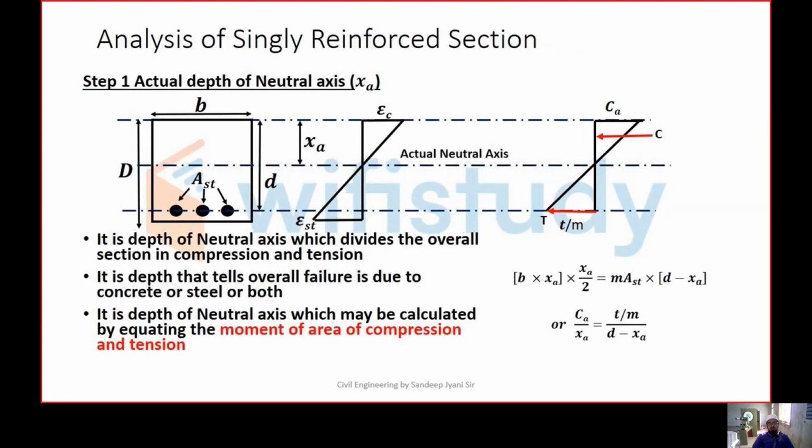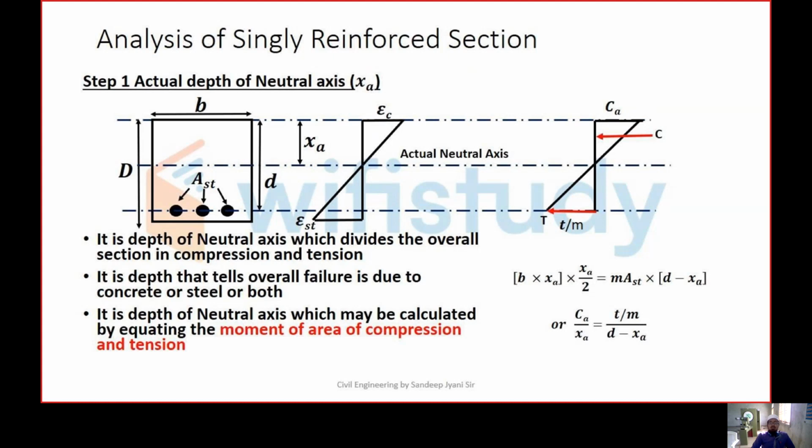And coming to the actual depth of neutral axis, that is XA. What is the depth of neutral axis? It is the depth of the neutral axis which divides the overall section into compression and tension. That means what portion is subjected to tension, and what other portion is subjected to compression. So that depth indicates the actual depth of neutral axis.